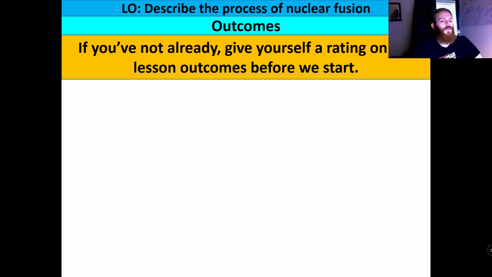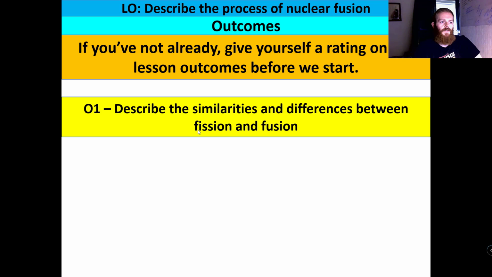So things I want you to do today: give yourself a rating. Again, in a lesson I'd have given you a sheet here to do this on, but I just want you to think about each one of these outcomes. Do you know about it already? Where do you stand before the lesson starts? So the outcomes are as follows. Outcome number 1, describe the similarities and differences between fission and fusion. Think to yourself, can I do that now? Probably not, because we've not done this lesson, but you might know a little bit about it. So give yourself a rating out of 5 if you like.